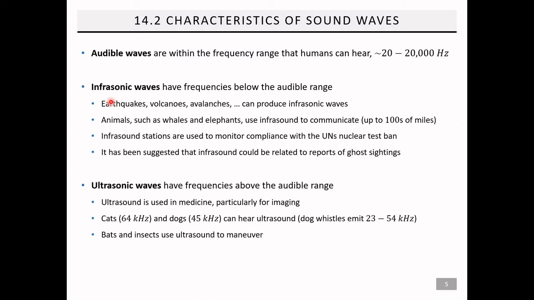Infrasonic waves are sound waves that have frequency below the range that humans can hear. Some examples of things that create infrasonic waves are earthquakes, volcanoes, and avalanches. Animals can also produce infrasonic waves. Whales and elephants are a few examples of these.